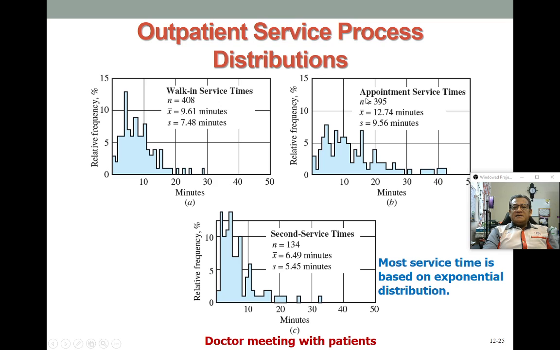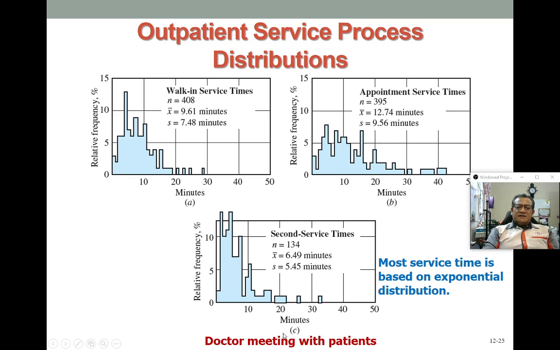In comparison to type B, this is the appointment approach. In total, how many patients could the doctor see? It is 365 patients, which is slightly less compared to walk-in service. Average waiting time is 12.74 minutes, and service time per patient is 9.56 minutes. So with appointments, even though the doctor could see fewer patients, they can spend more time with each patient, listening to their problems and health and getting some feedback.